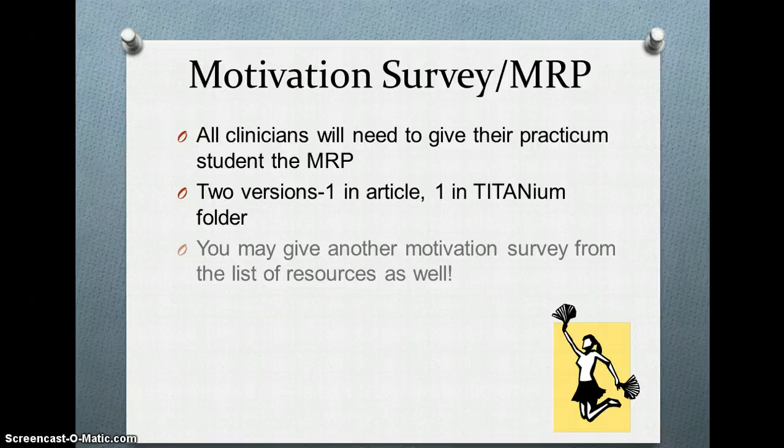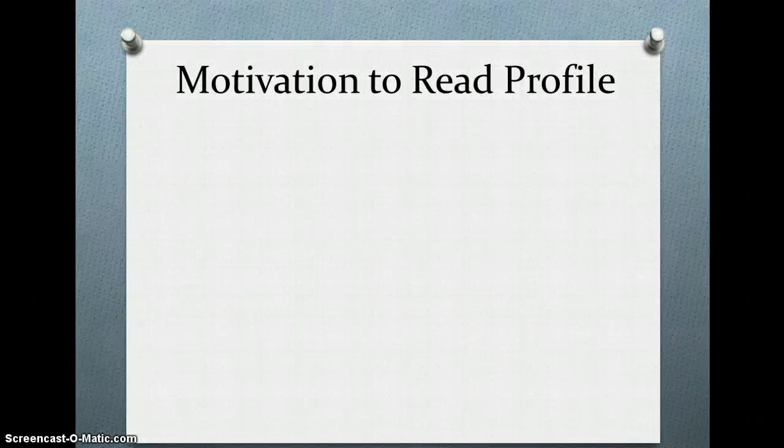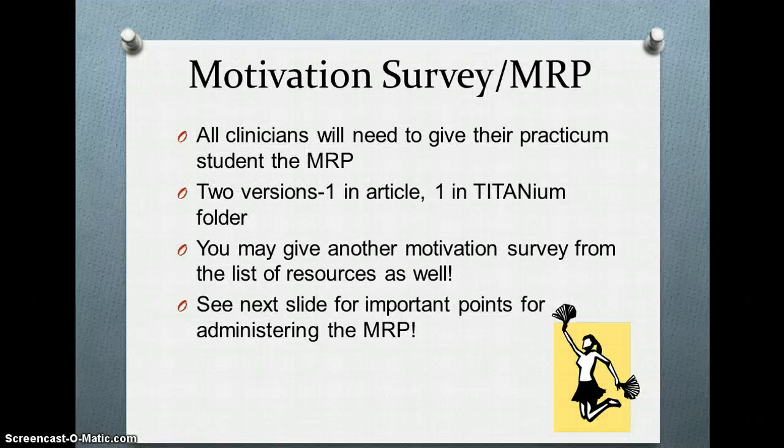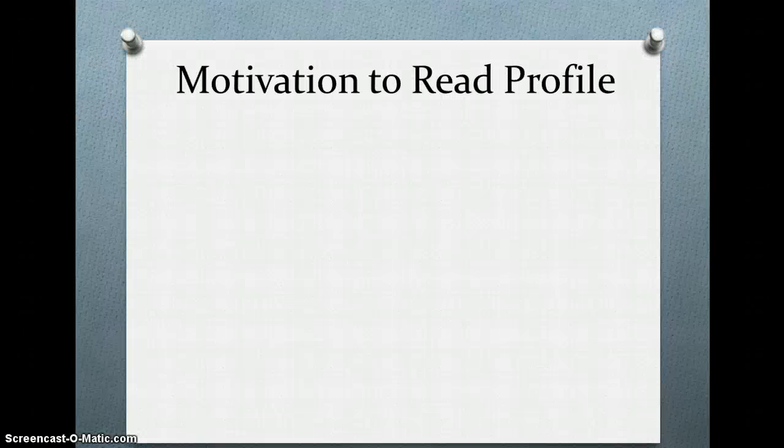And then lastly, we have the MRP. I did talk about it last week, so this shouldn't be new information to you. There are two versions of it. There's one in the article this week, and then I have another one up in the Titanium folder. You can also give another motivation survey from the list of resources as well.